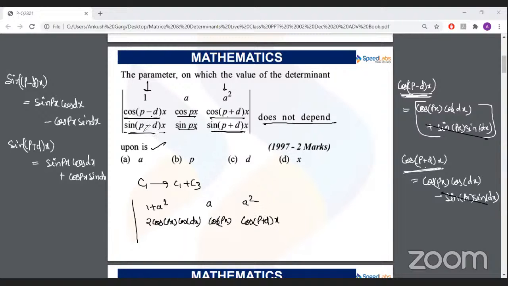Similarly, if you add this and this, minus cos px sin dx plus cos px sin dx, this term will get cancelled, and here you will get 2 sin px cos dx, right? And here you have sin px and sin p plus dx. ठीक है, तो इतना सिंप्लीफिकेशन तो यहाँ पर हो गया.